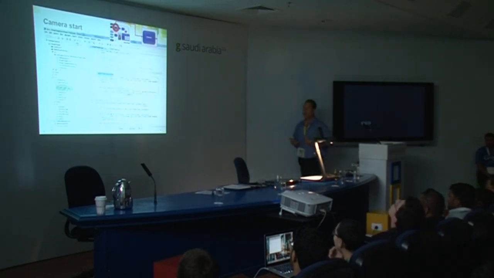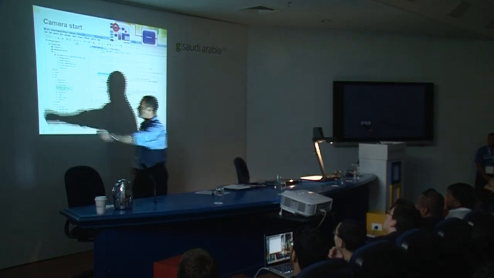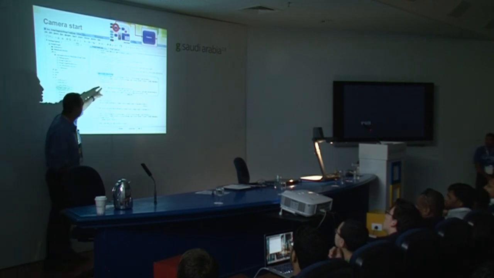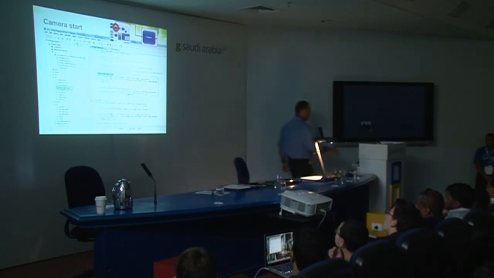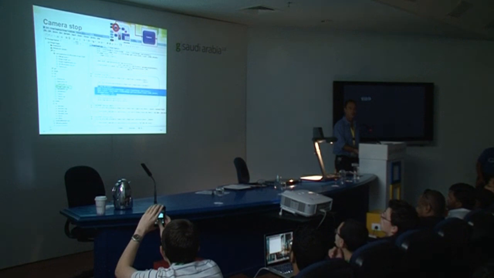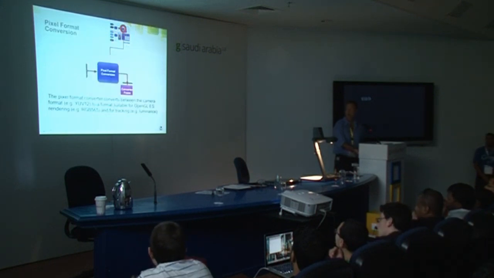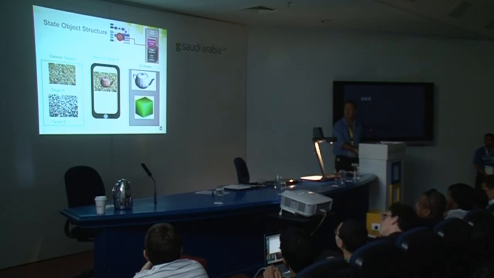Now, if in your application you need to turn on the camera, this is Eclipse, right? You have image targets in CPP. This is where the camera gets turned on, and then you have camera off. That's it, right? We've covered the camera. The pixel formatter, you don't need to do anything. It does the formatting for you automatically. The tracker works automatically by itself. What it will do is update the state object.